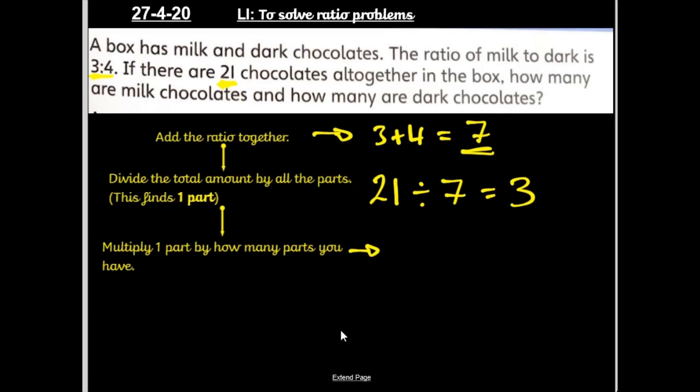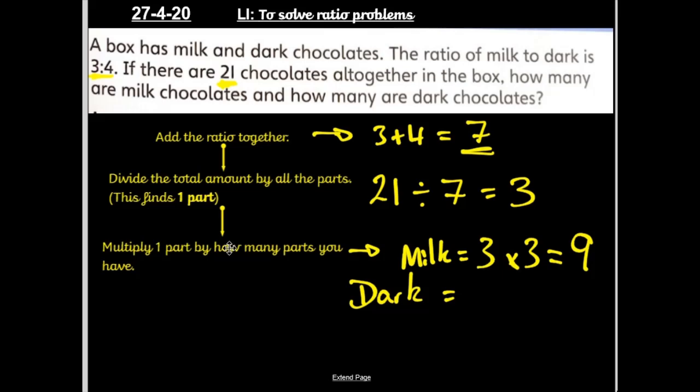to find out my milk chocolates, milk is equal to the 3 parts times the 3 that I have, which is equal to 9. And for dark chocolate, I'm going to be multiplying 4, because I've got 4, times my 3, which is equal to 12. And that is how I would solve this using my mathematics, especially useful when the numbers are much larger. So there we go. Ratio of 3 to 4, 21 chocolates altogether, add them, then divide this number by that, and then I multiply by each part that I need.